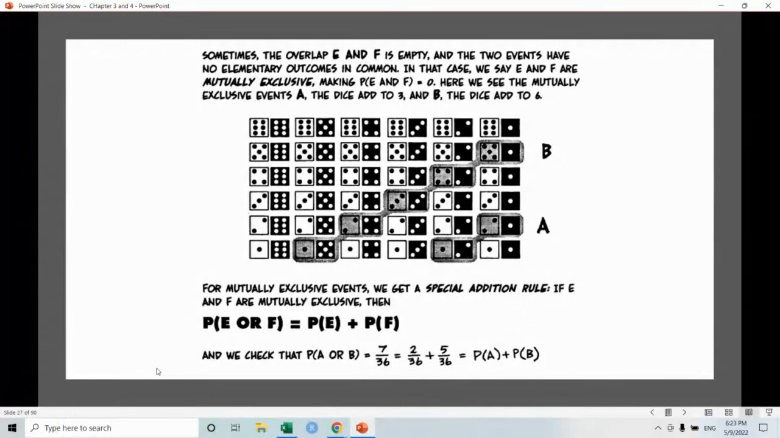But sometimes the overlap of E and F is empty, and the two events have no elementary outcomes in common. In that case, we say E and F are mutually exclusive, making P of E and F equal 0. Here we see mutually exclusive events: A, the dice add to 3, and B, the dice add to 6. There's no overlap between these two shaded diagonal regions. So for mutually exclusive events, we get a special addition rule. If E and F are mutually exclusive, then P of E or F equals P of E plus P of F. We can check that here: 2 combinations plus 5 combinations out of 36, so 7 out of 36. We don't subtract anything because there's no overlap in their probabilities.